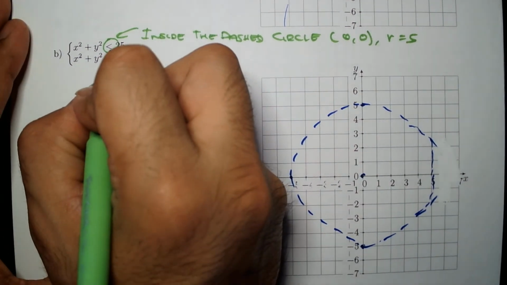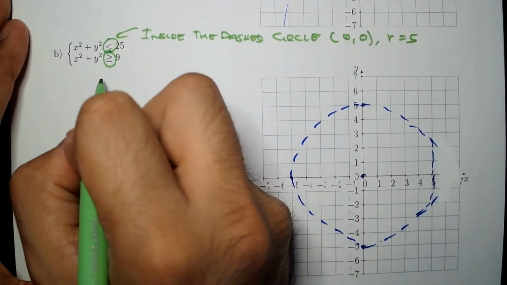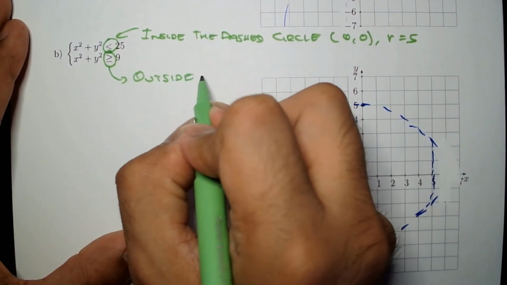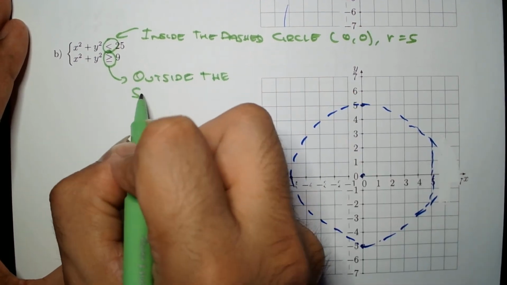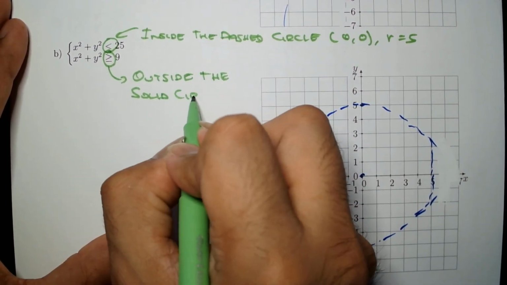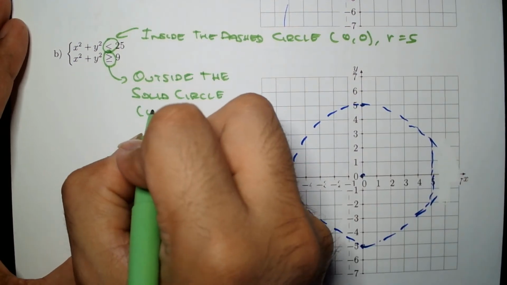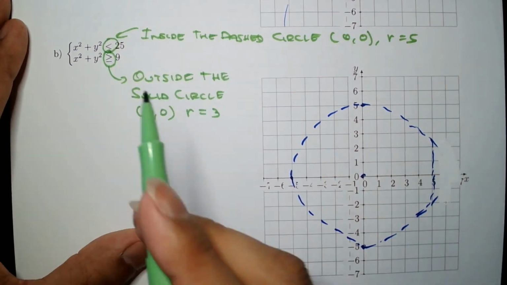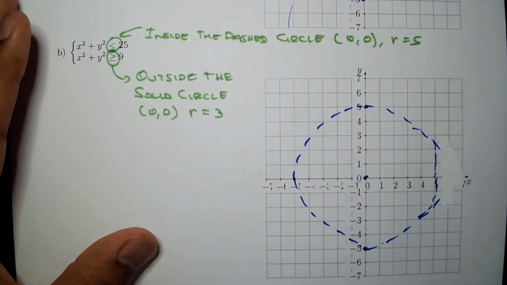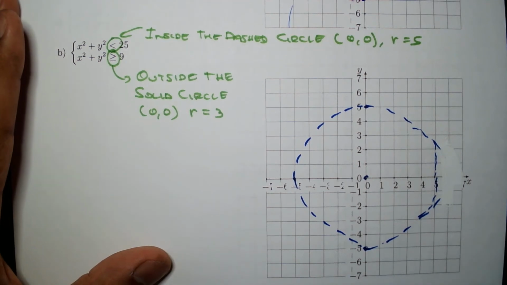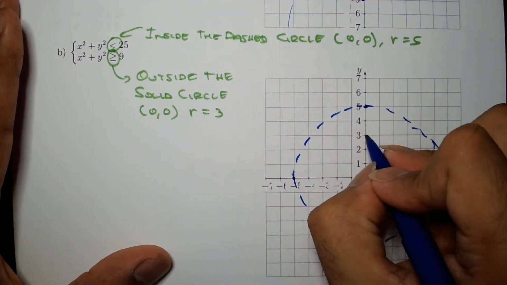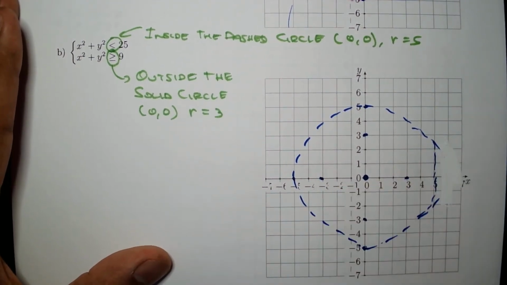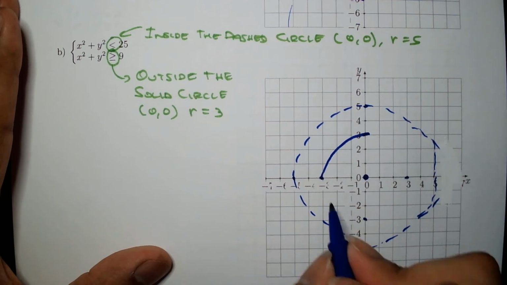In this case, well, look at the inequality sign. It's greater than, so that's going to be outside the solid circle. Center at the origin as well. Radius equals 3, because the square root of 9 is 3. That's the radius. So in this case, I'm going to draw a solid circle, again center at the origin. I'm going to go inside like this. I'm going to make it solid. All right.